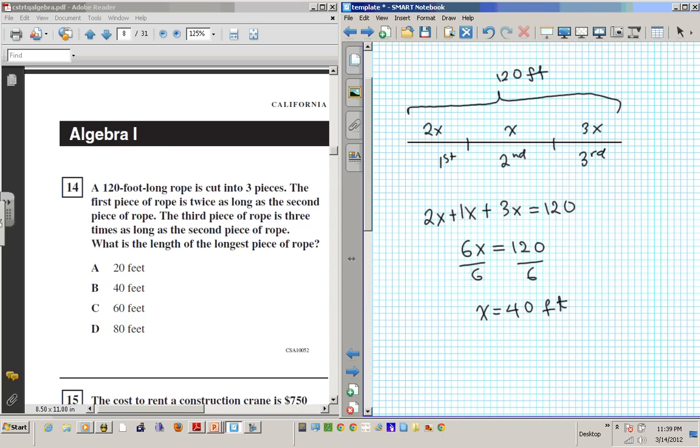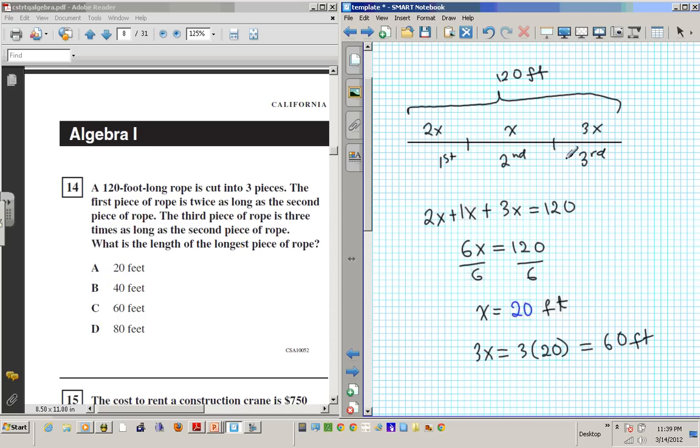So is that the answer? 40 feet? Guess what? No, that is the distractor right here. This is the shortest one. The longest one is, well, actually I made a mistake. This is supposed to be 20. 120 over 6 is 20. So 20 is the shortest one. So the longest one is going to be 3 times this. The longest one is 3x, which is 3 times 20, which is 60 feet.